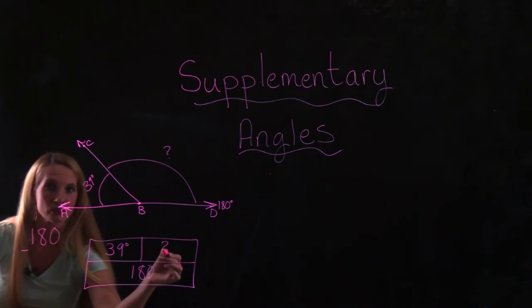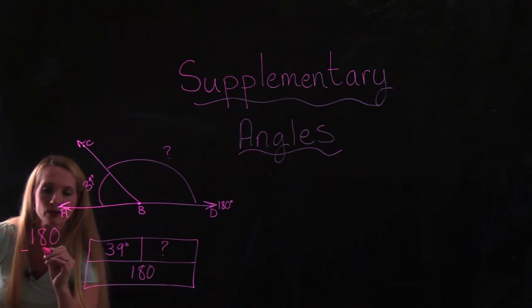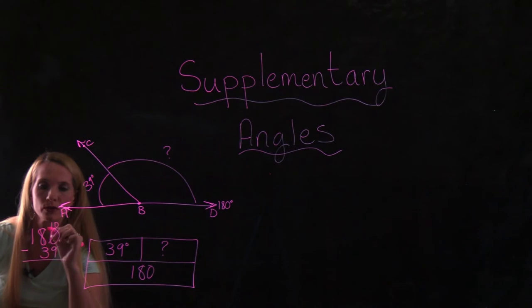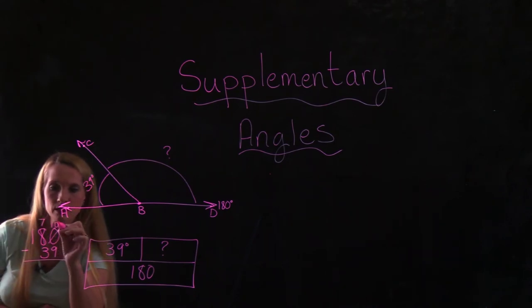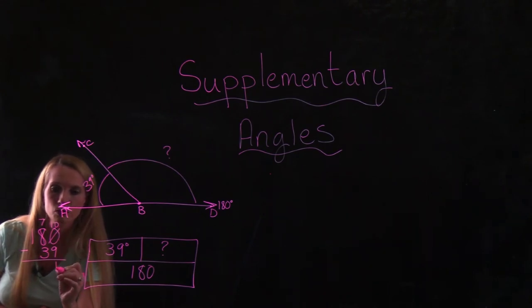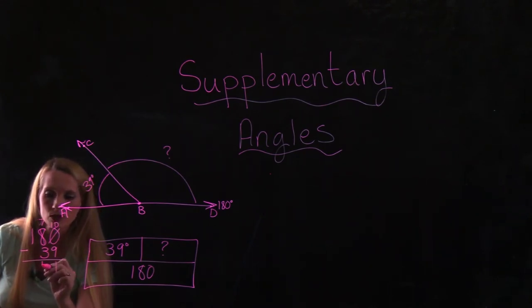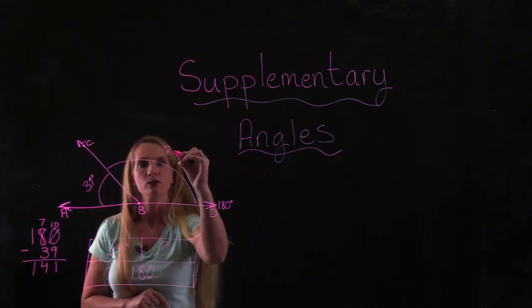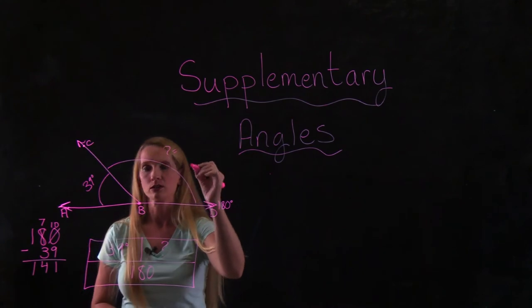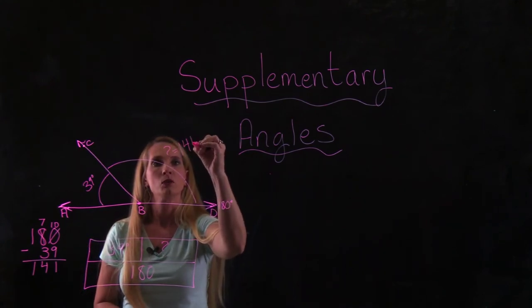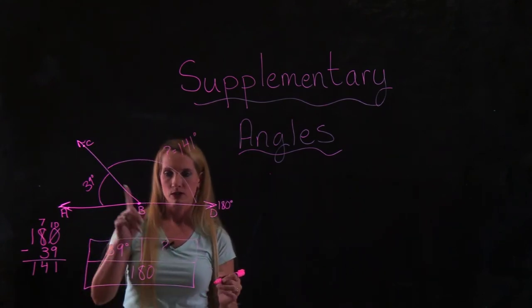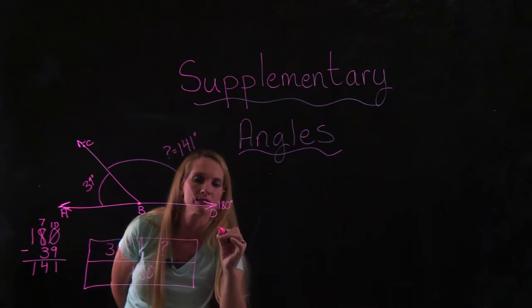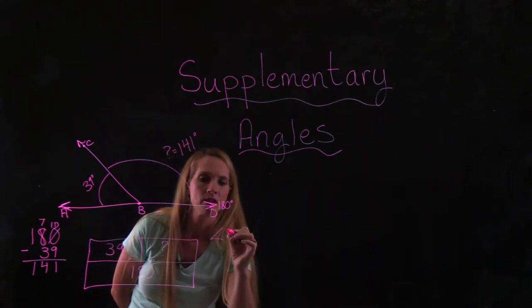When I'm looking for that other part, I know I'm subtracting, so I take 180 minus the 39. More on the floor, go next door. My 0 becomes a 10, and my 8 becomes a 7. 10 minus 9 is 1. 7 minus 3 is 4. And 1 minus nothing is 1. So now I know that my angle here is 141 degrees.